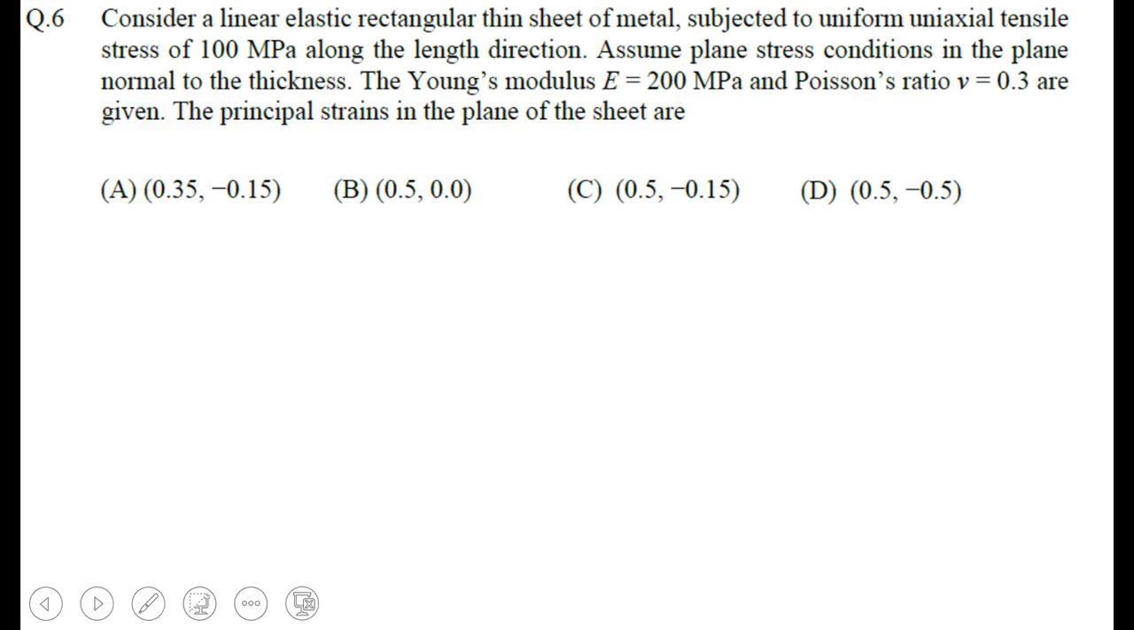Okay, the first question. Consider a linear elastic rectangular thin sheet of metal subjected to uniform uniaxial tensile stress of 100 MPa along the length direction. Assume plane stress condition in the plane normal to the thickness. The Young's modulus E is 200 MPa and Poisson's ratio is 0.3. The principal strains in the plane of the sheet are, basically it is asking about the amount of strain in the two directions, because it is a plane stress condition.